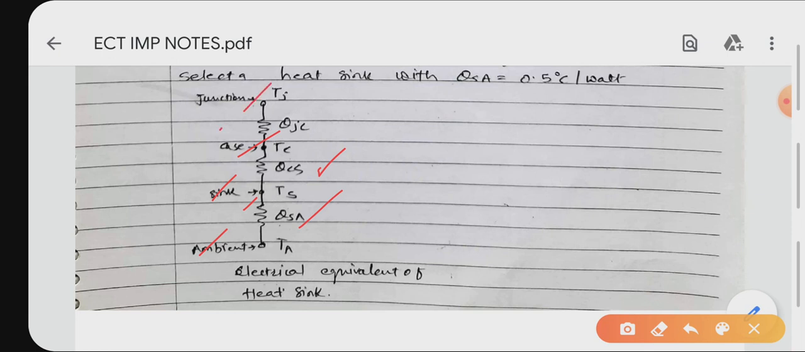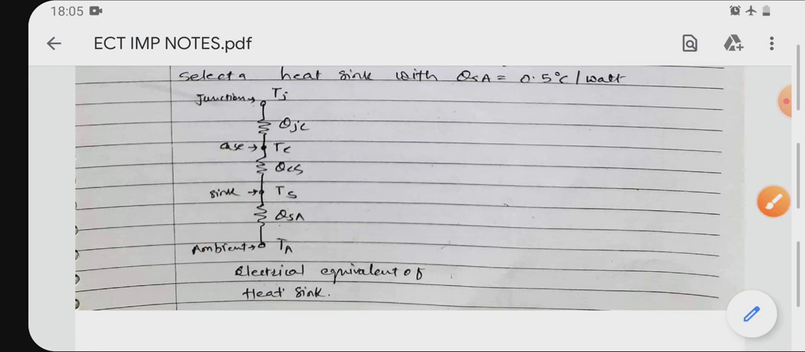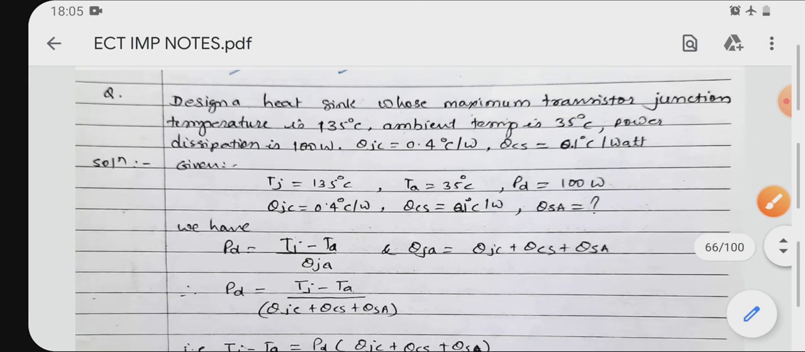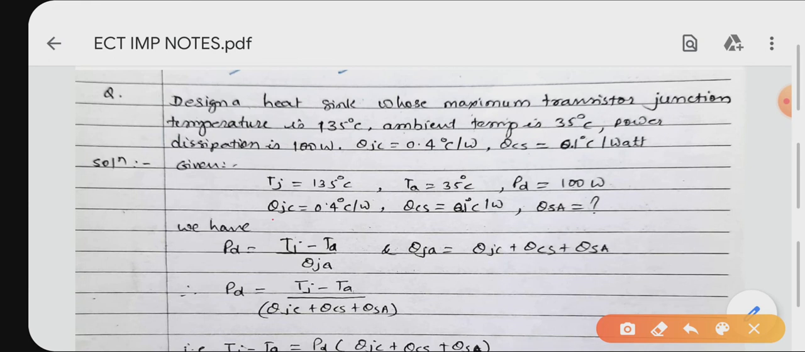junction, case, sink, and ambient are the 4 points. The 4 temperatures are denoted as Tj, Tc, Ts, and Ta. Similarly, 3 thermal equivalents are denoted by theta Jc, theta Cs, and theta Sa. Okay, so what are the values given in the problem? Theta Jc is given, theta Cs and theta Sa is asked to calculate here.